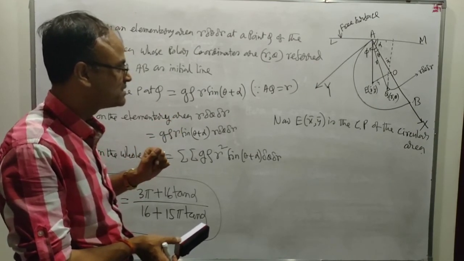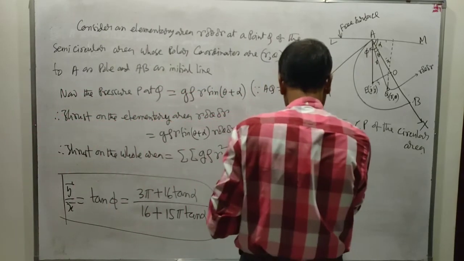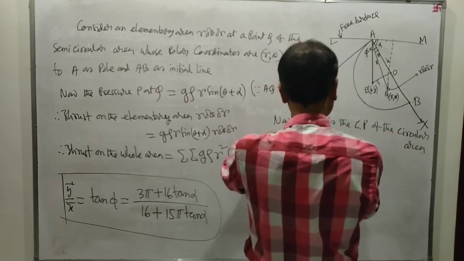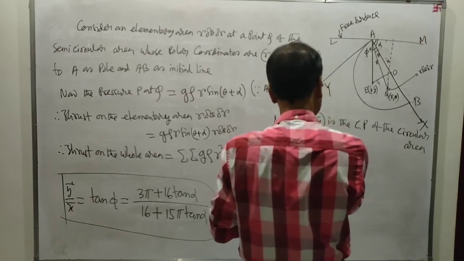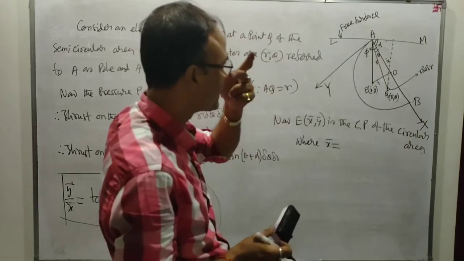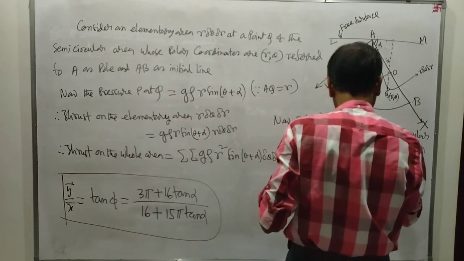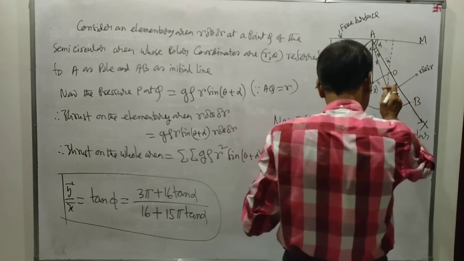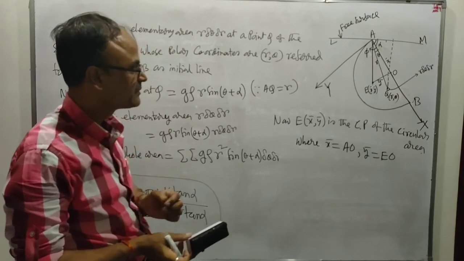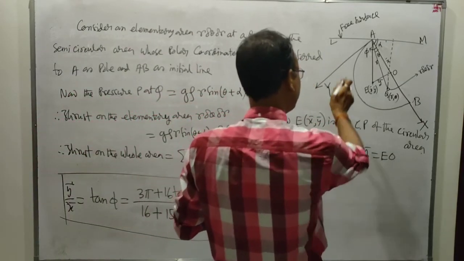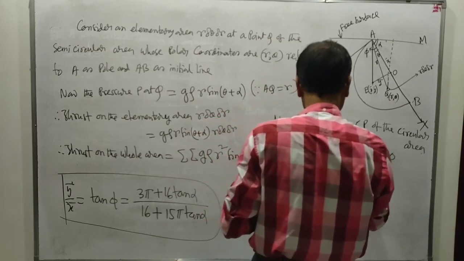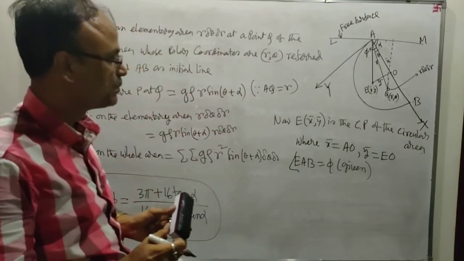Now, according to the question, tan phi equal to... What will be x bar? Equal to AO. Y bar equal to what? EU is equal to y bar. This is y bar, and AO equal to x bar. Tan phi equal to EAB. This angle EAB equal to pi, it is given.